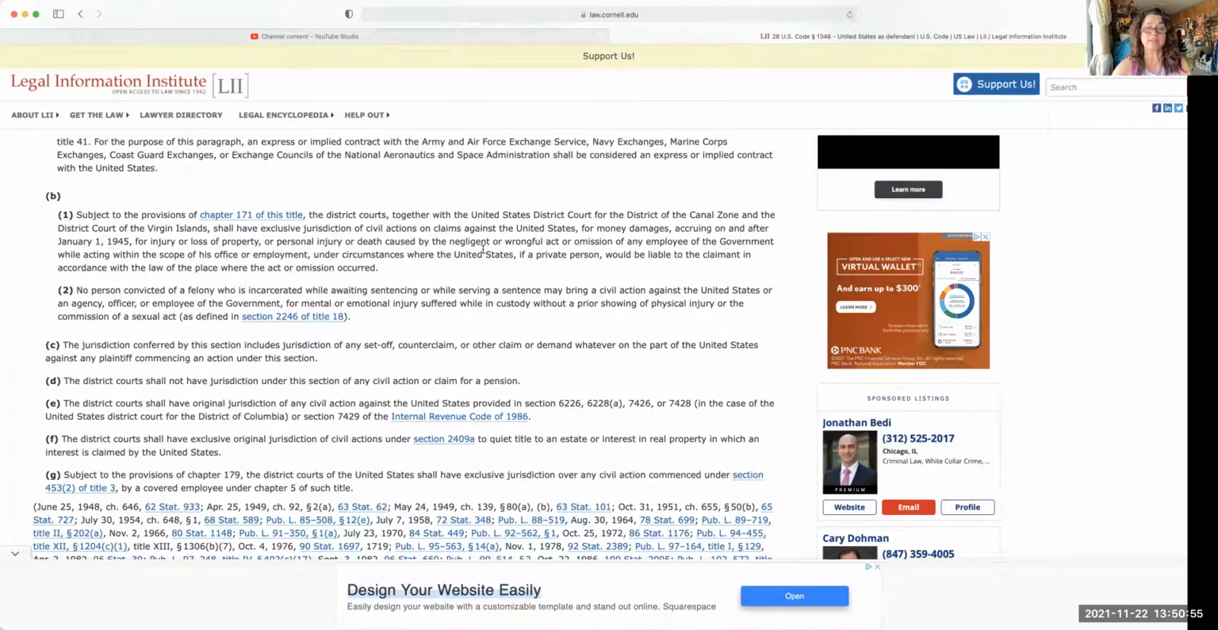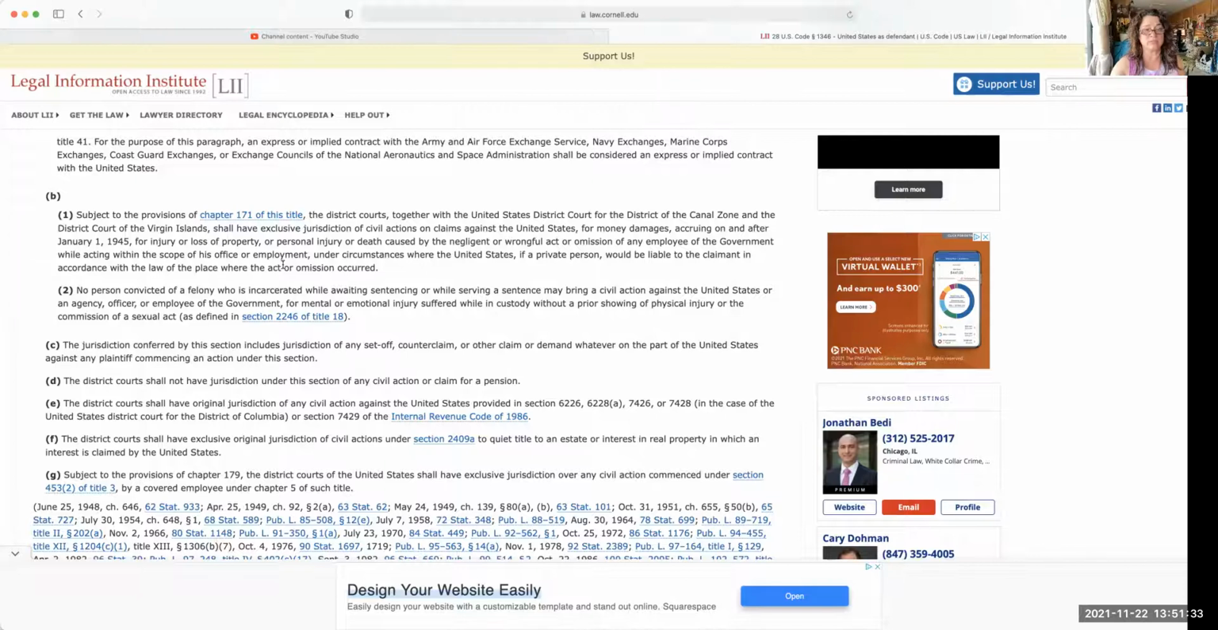Personal injury or death caused by the negligent or wrongful act or omission of any employee of the government while acting within the scope of his office or employment. So you are employed as a driver. Did you guys know that you're not getting paid? Yeah. DMV. Your car is not a motor vehicle if you are not getting paid to drive and you're not using your car for making money on the highways.